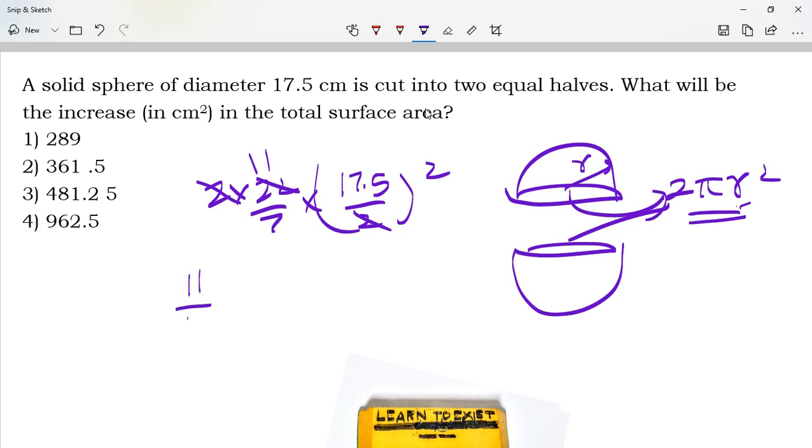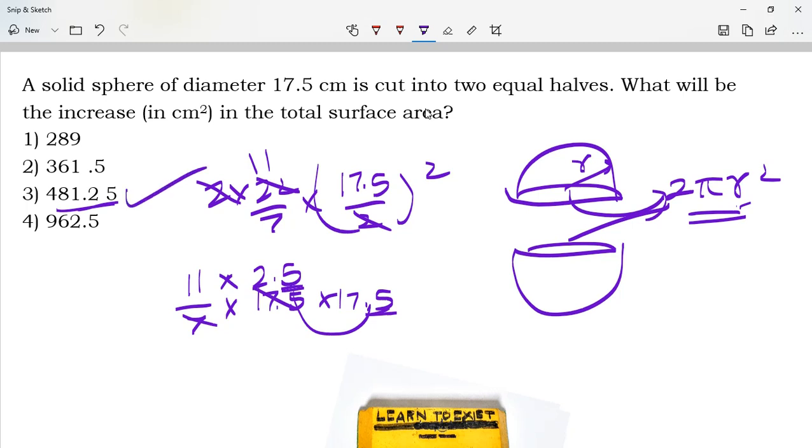So we need to find out 11 by 7 into 17.5 into 17.5. 17.5 is divided by 7, so this will be 2.5. Okay, and now we need to find out the product of these 3 numbers. We know there is a decimal of 0.5 here, and there is a decimal 0.5 here also. So in the final answer there will be 2 decimals. Okay, and there is only one such number which has 2 decimals, which is this one. So this will be the right answer. So we will move into the next question.